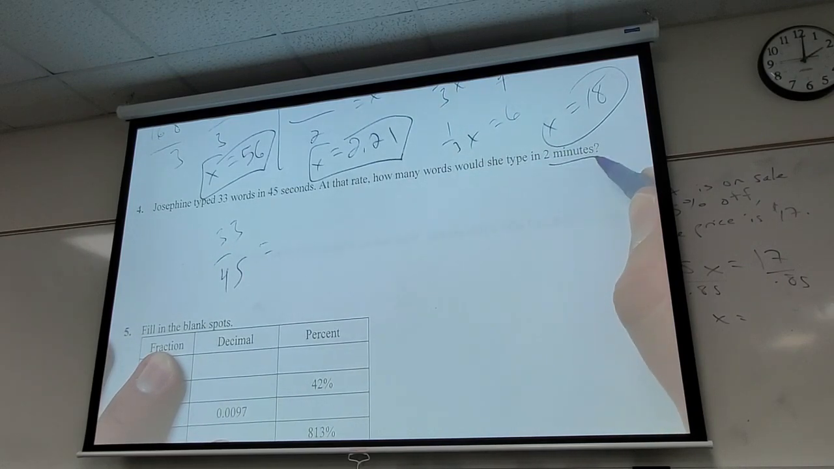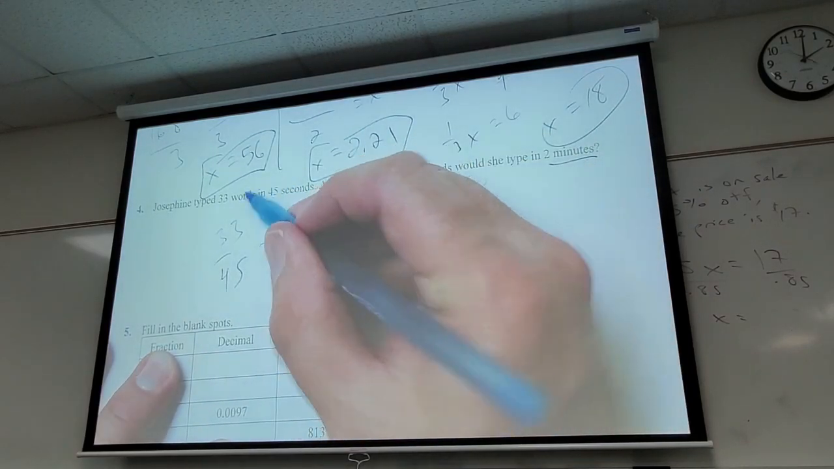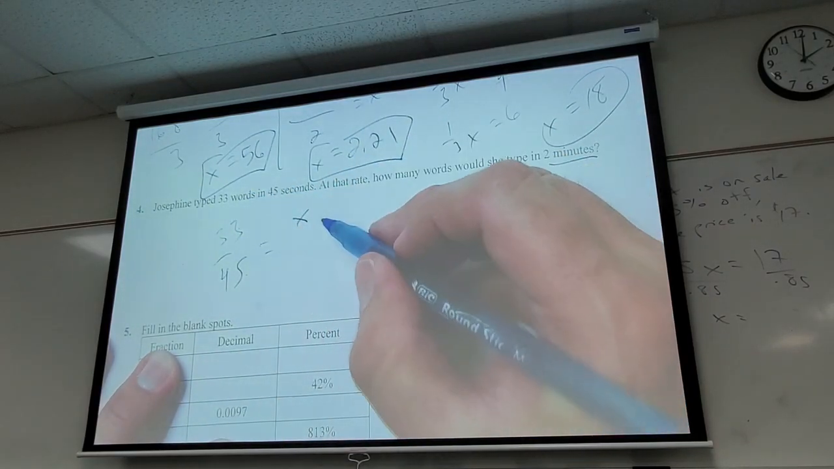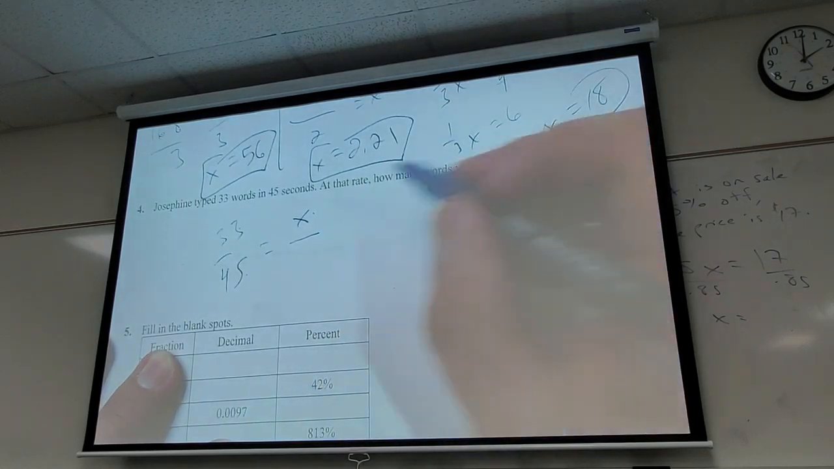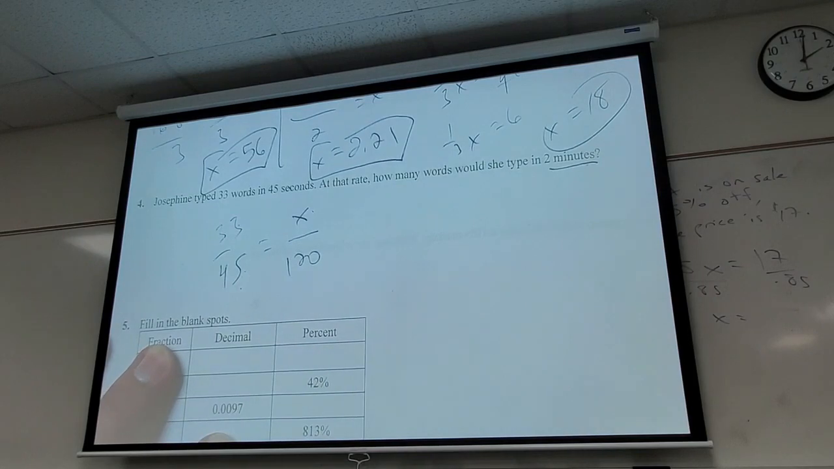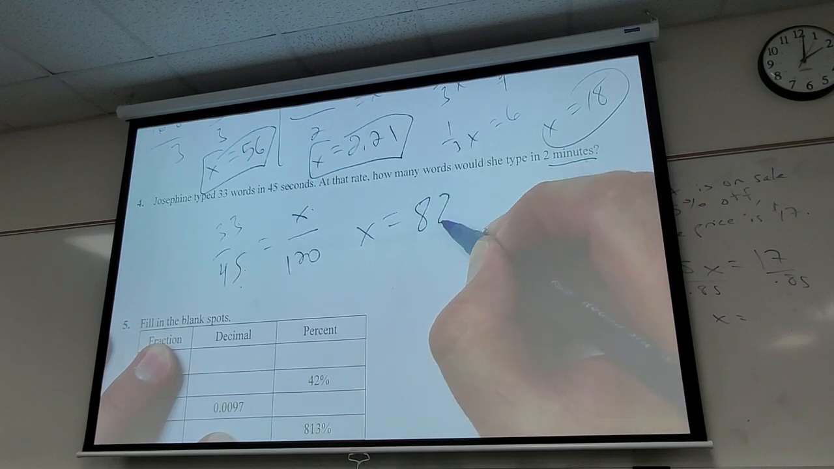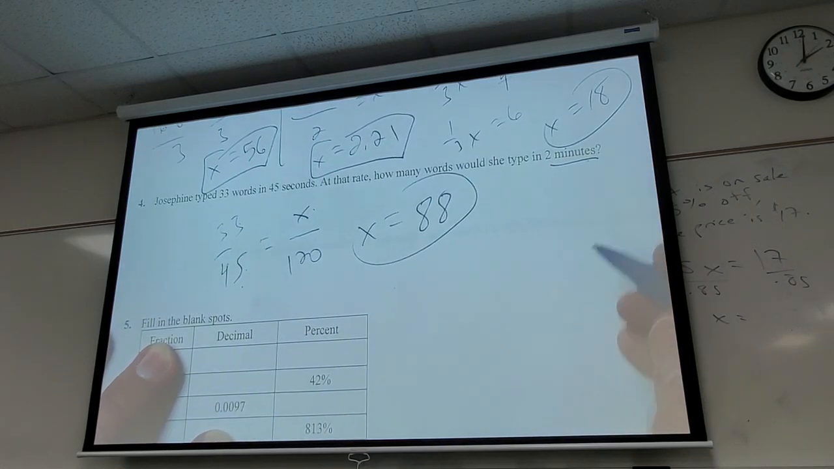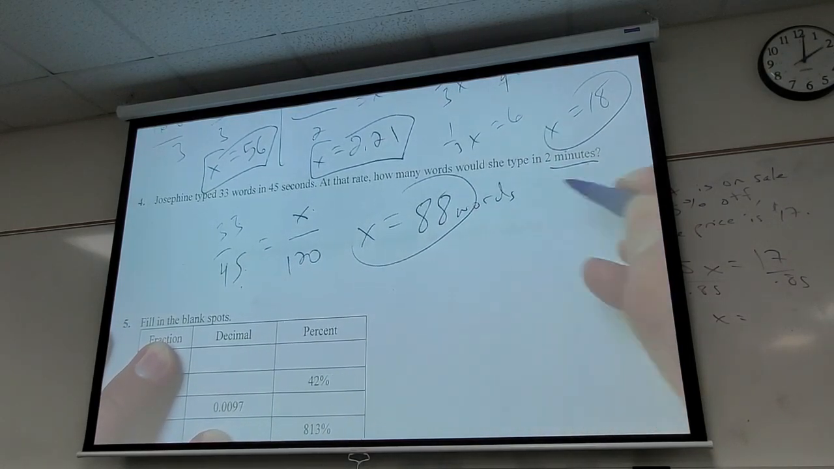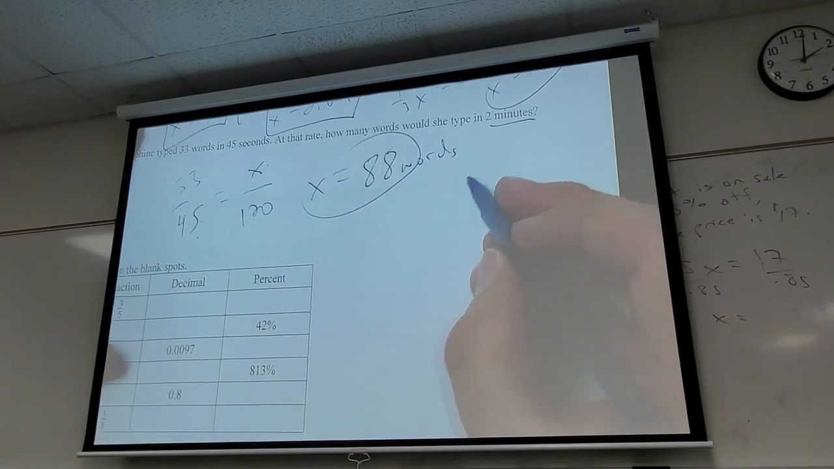One thing to notice is the units aren't the same. So you gotta make sure everything's in seconds. So I don't know how many, so this is words over minutes equals words over minutes. I'm sorry, words over seconds equals words over seconds. So this would be 120. And then of course, after some multiplication and so forth, you should get 88, right? 88 words.